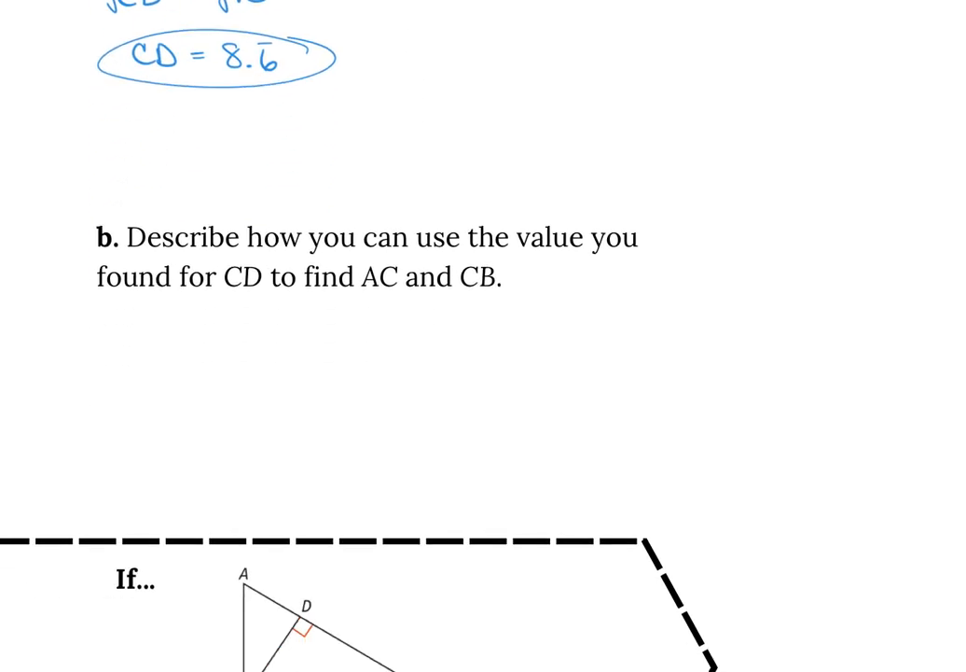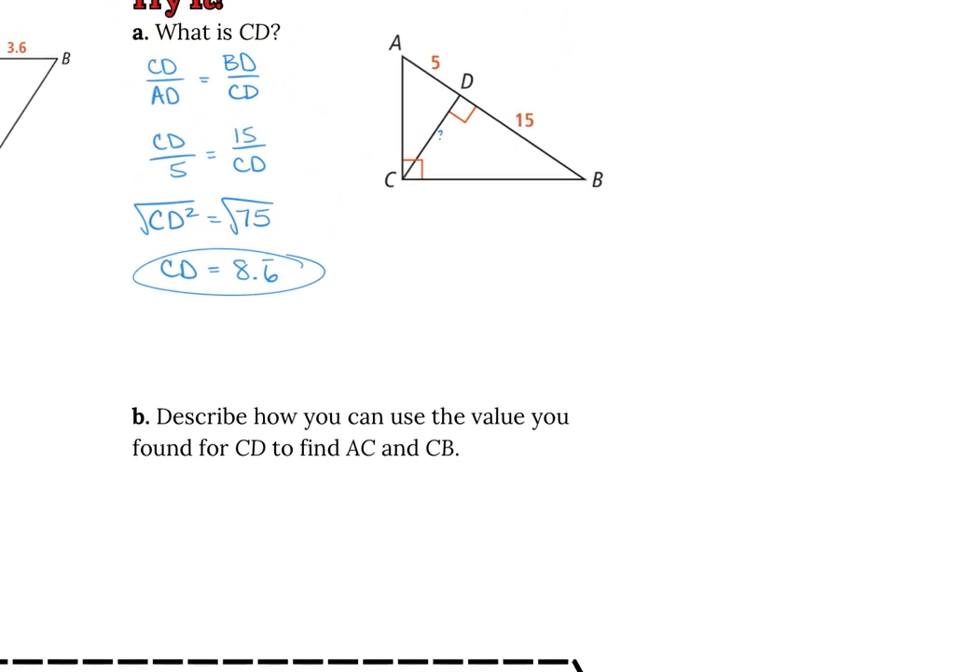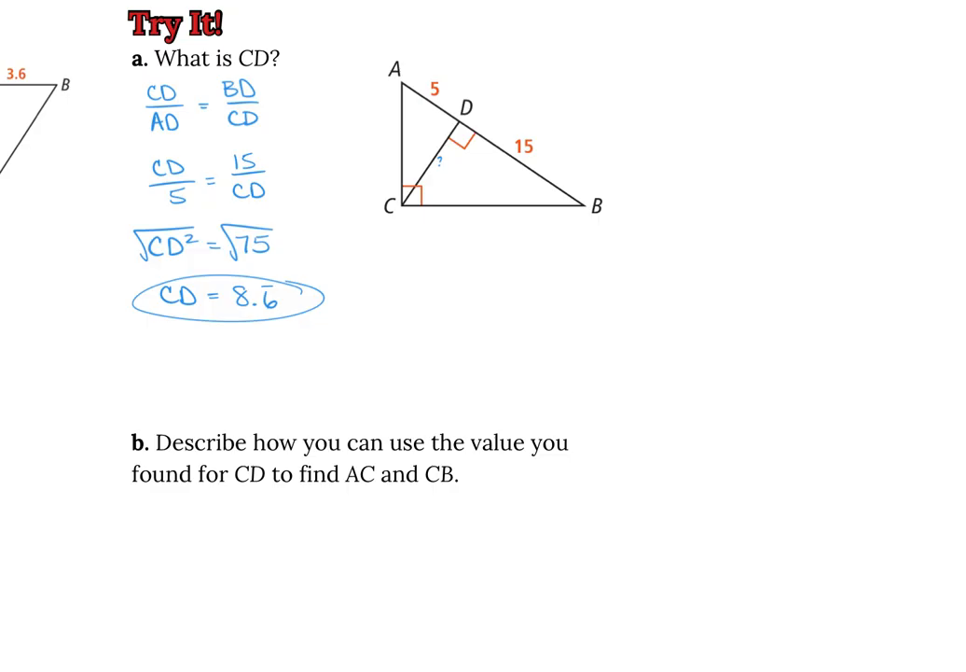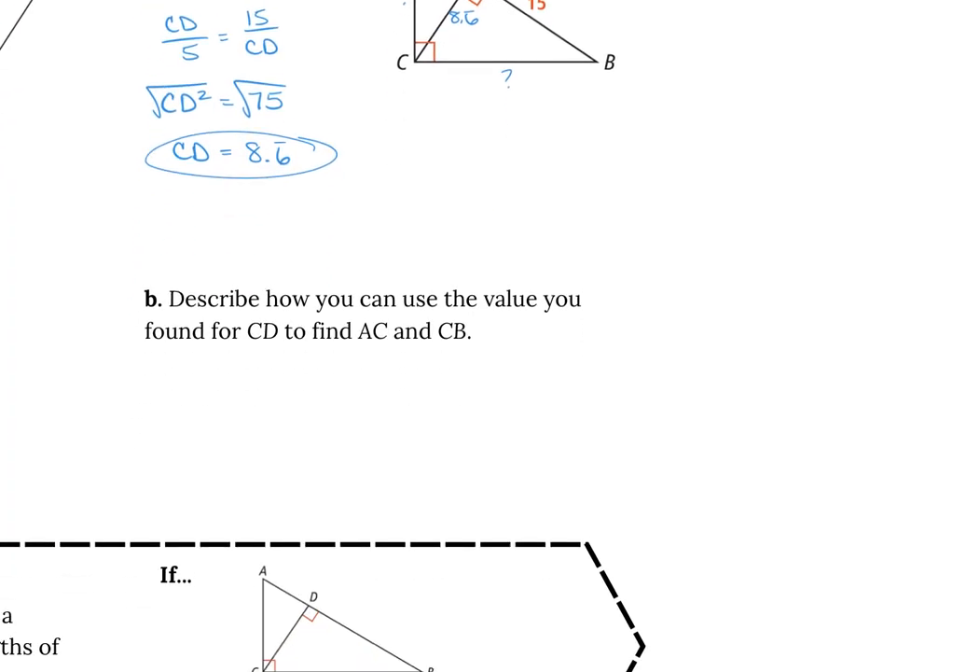All right, B, describe how you can use the value we found for CD to find AC and BC. So we found CD to be 8.6. We could use that to find AC now and CB by using the Pythagorean theorem.